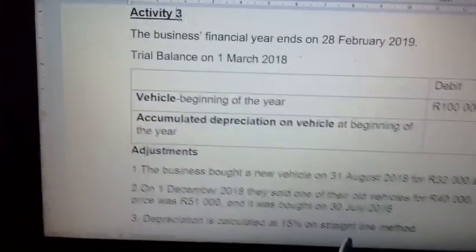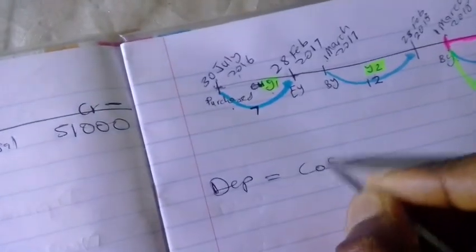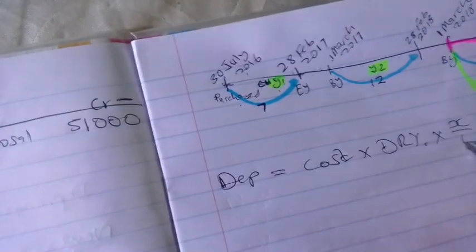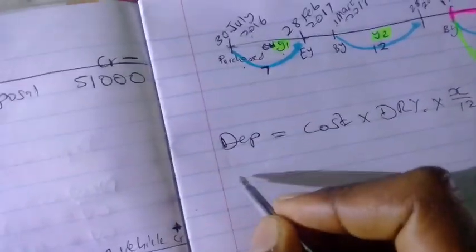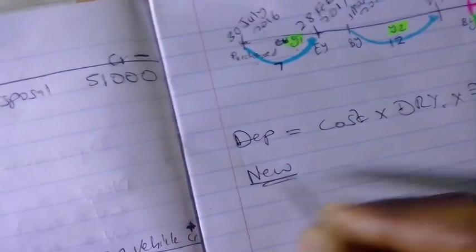So they said depreciation is calculated at 15% on the straight line method. It means our depreciation is going to be cost multiplied by depreciation rate multiplied by x over 12. Now, when we are calculating depreciation for the new asset, you're going to say the cost of the new asset. How much is the cost of the new asset?